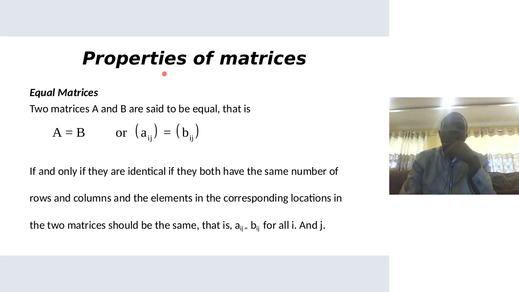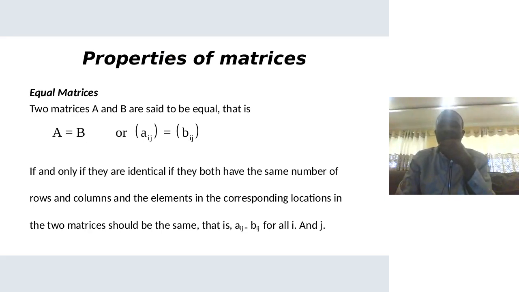Then we move on to the properties of matrices. Now, the first property is equal matrices. Two matrices can be said to be equal if they meet certain conditions. Number 1 is that they must have the same set. What we mean by the matrices having the same set is that they must have the same number of rows and the same number of columns.